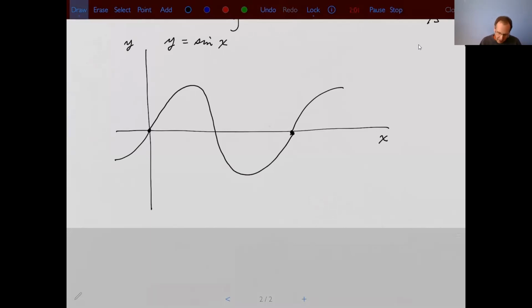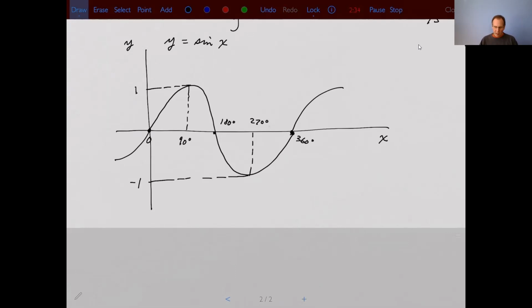All right, and we know that the largest that this value can be is 1. So at the peak here, it's 1. And the smallest it can be is -1. And at 0, it's equal to 0. At 90 degrees, that's when it's equal to 1. It's 0 again at 180. It's -1 at 270, 0 again at 360, and so on.